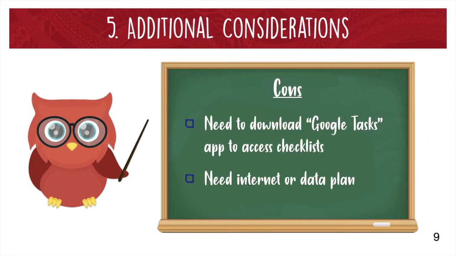For cons, it's important to note that the calendar that comes with your mobile device won't allow you to view any of the tasks you've created. To view your tasks, you'll have to download a separate application called Google Tasks. Additionally, because Google Calendar is a cloud-based program, another con is that you must have internet access or a mobile data plan to access the software.